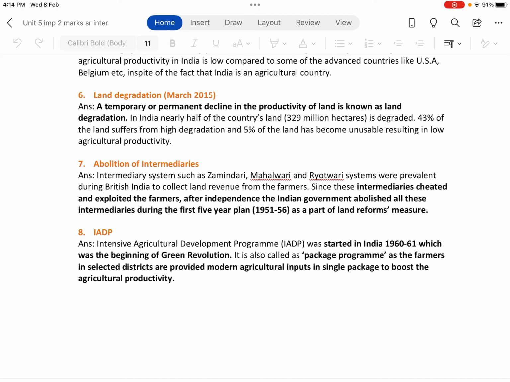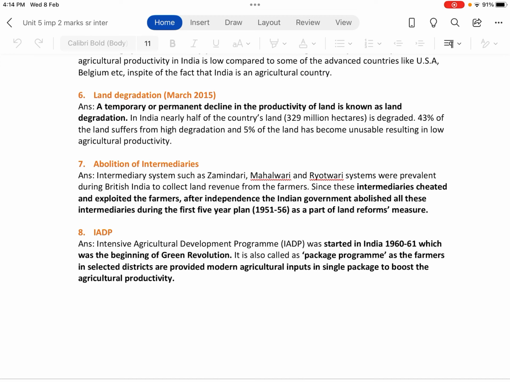Some of the popular intermediary systems prevailing at the time of British rule in our country were the Mahalwari system, the Zamindari system and the Raitwari system. Since these intermediaries cheated and exploited the farmers, after independence, the Indian government abolished all these intermediaries during the first 5-year plan, that is between 1951-56, as a part of land reforms measures.